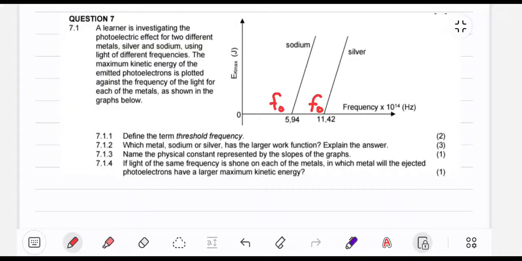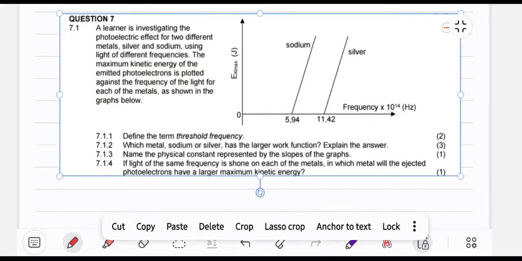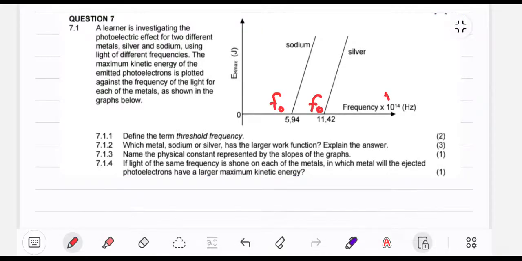Now let's try to answer the questions. Before, remember that this is called the independent variable, and this one would be called the dependent variable, and the controlled variable, in this case, will be Planck's constant.